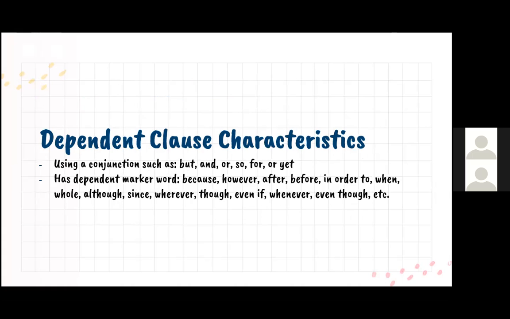Dependent clause characteristics. The first is using a conjunction such as but, and, or, so, for, nor, and yet. And the second is having a dependent word such as because, however, after, before, in order to, when, while, although, since, wherever, even if, whenever, even though, and etc.